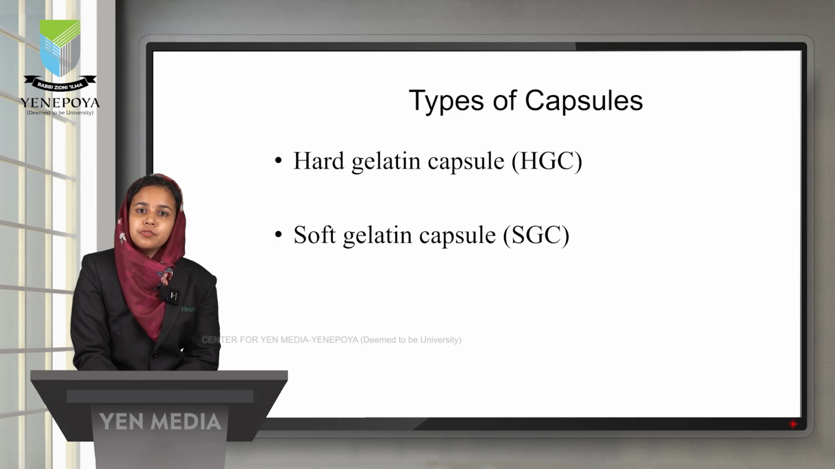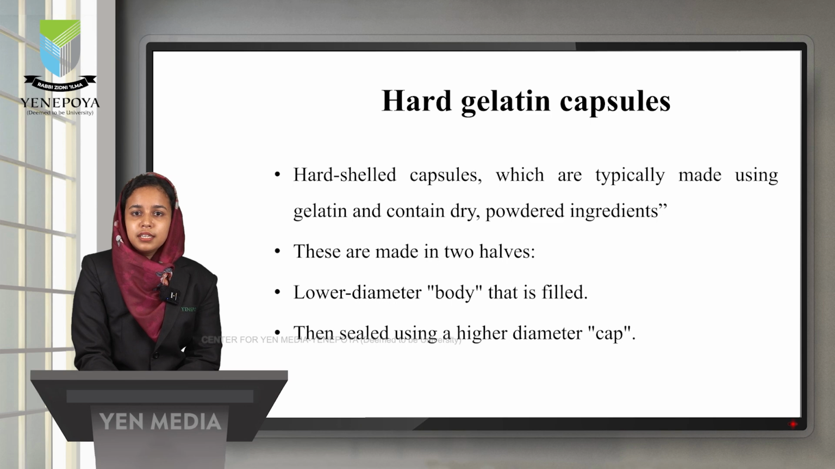Now there are two types of capsules: hard gelatin capsule and soft gelatin capsule. First one is the hard gelatin capsule. These shell capsules are typically made using gelatin and contain dry powdered ingredients. These are made into two halves. The lower diameter part is called the body, which is filled and then sealed using a higher diameter part called the cap.